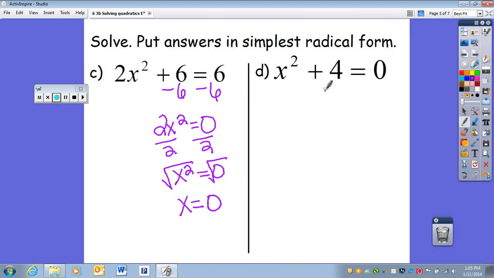In the next example, we want to get x squared by itself, so we're going to subtract 4 from both sides. So we have x squared is equal to a negative 4. Since the x squared is by itself, we're going to take the square root of both sides. But please remember that the square root of a negative number isn't possible in the real number system, so this would be no solution.